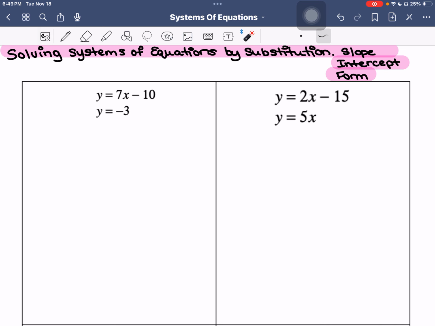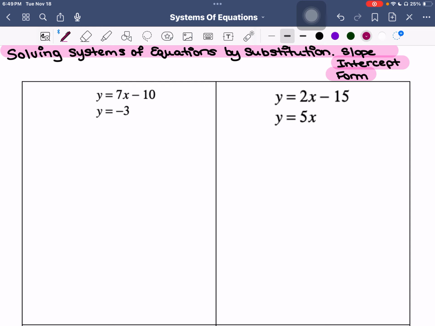If we're going to solve a system of equations using substitution when they're all in slope-intercept form like so, it's very easy to do, because if they're both starting off with y equals, then all we have to do is set the equations equal to each other and solve. So if y is equal to 7x minus 10, and y is also equal to negative 3, and these are both y's, then I can just set these two expressions equal to each other and solve. So let's do that.